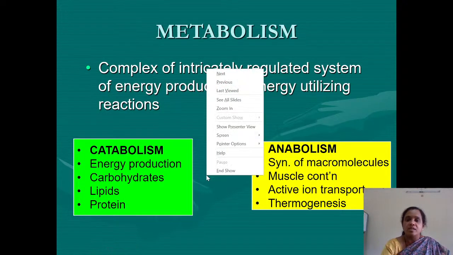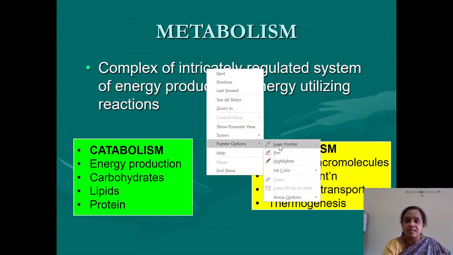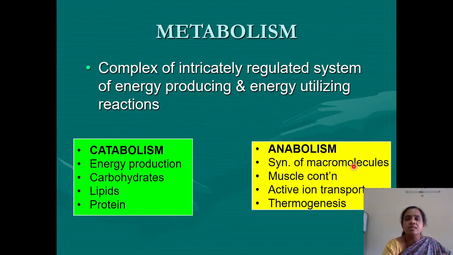Next, anabolism. Anabolism means synthesis. Synthesis of new compounds, synthesis of macromolecules. Because we are utilizing carbohydrates, at the same time we need glucose for energy production. So, synthesis of glucose, production of glucose. Then contraction of muscle, active ion transport, thermogenesis. All these are anabolic processes.